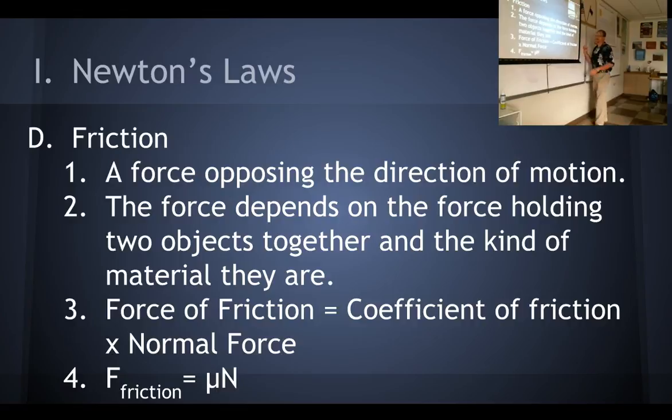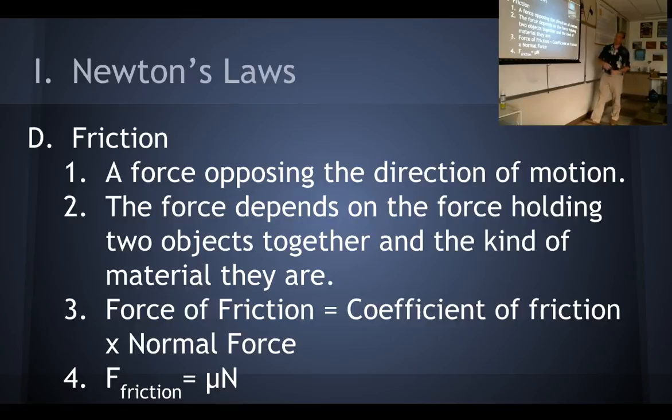That's the lowercase Greek letter mu. It looks like a U with a long front leg. Okay? And that is the letter mu. That is the coefficient of friction. And that has to do with the kind of material it is. So you can look up the value for mu for different materials.